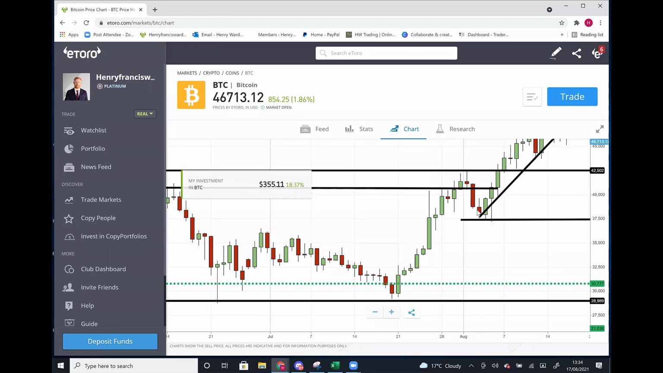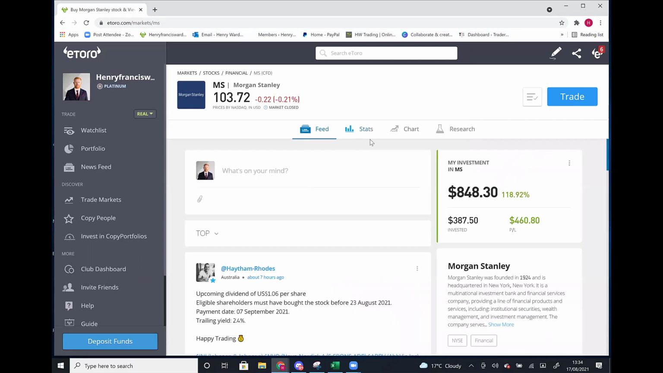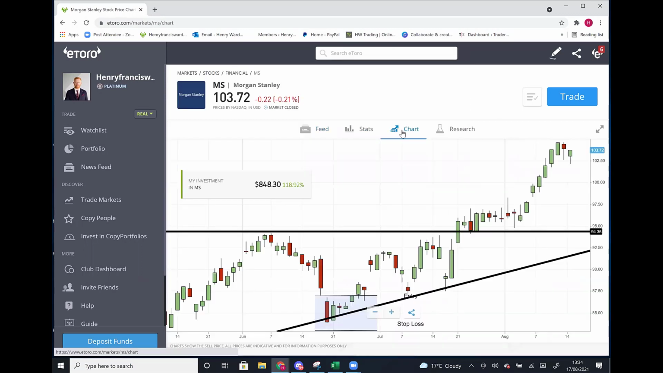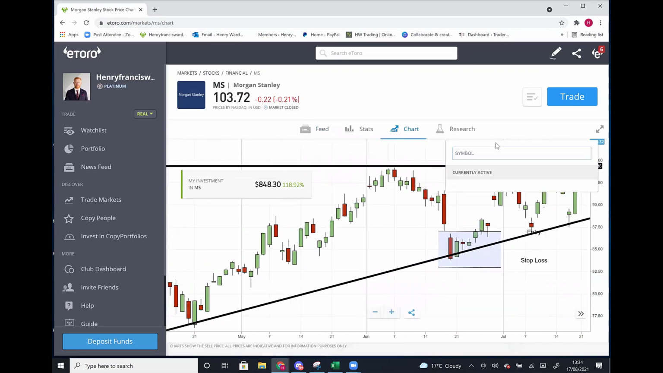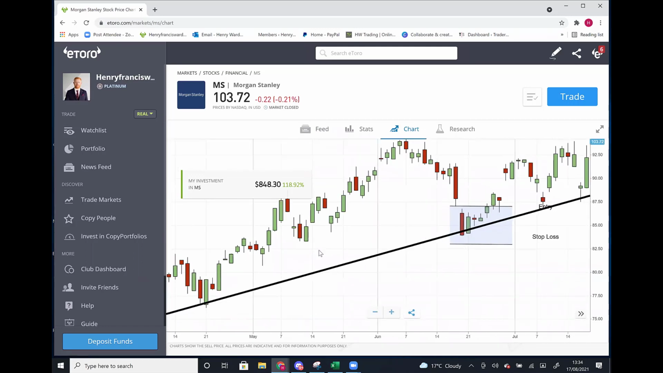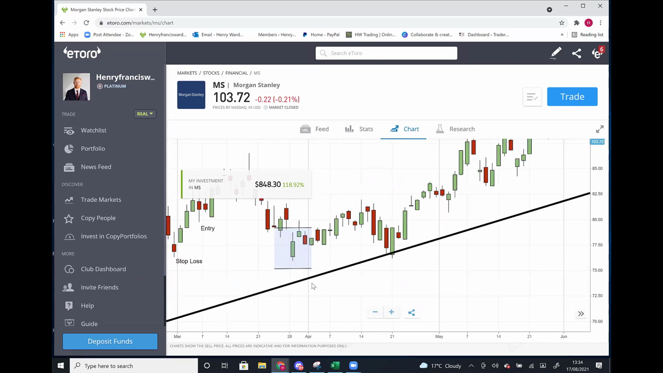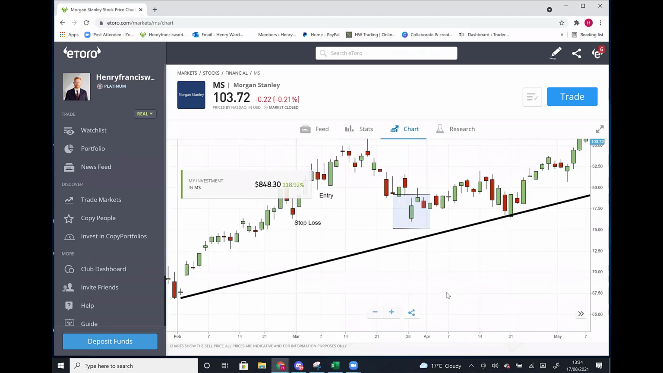Now, I don't know if you remember MS, so Marks and Spencer, or Morgan Stanley. I keep calling them Marks and Spencers. The first trade that we took on this chart, the very first trade we took on this one, was over here, right there.